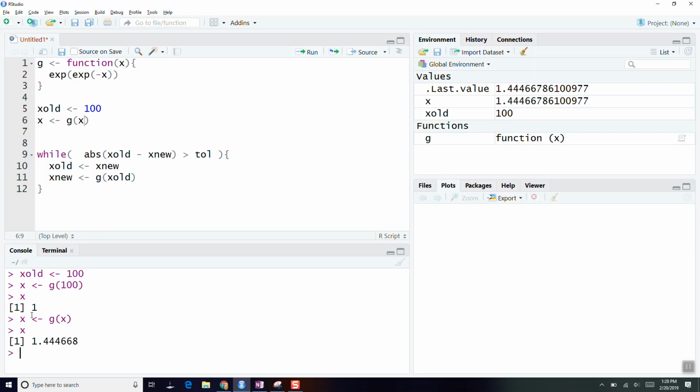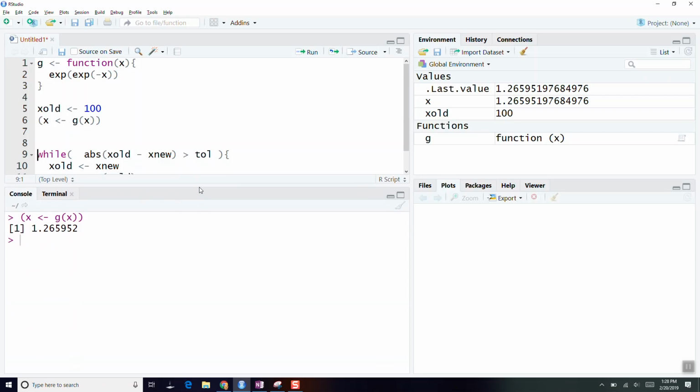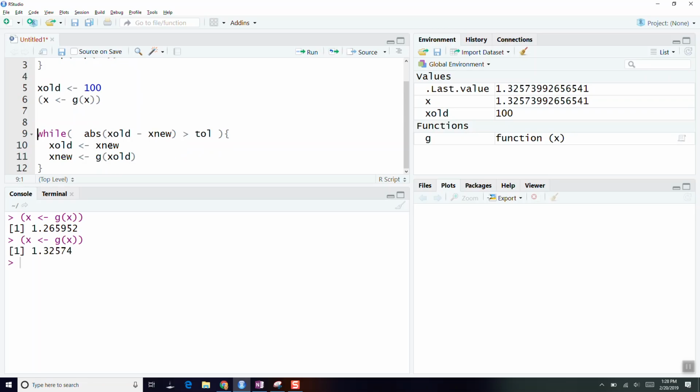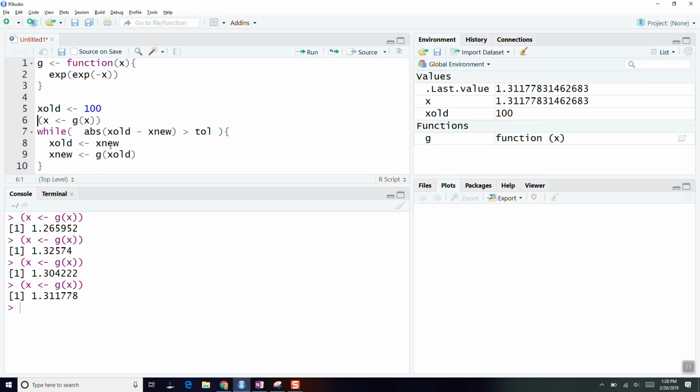And x is now the value 1.444668, okay? And I can just repeat this process. We'll just replace the old value of x, okay? And so when I plug in 1.44, I get 1.26595. Are you guys able to see this on the screen? Okay. And I'll try this again, and I get 1.32574. I try this again, I get 1.304. And I try it again, and it gives me 1.311. Try it again, I get 1.309.